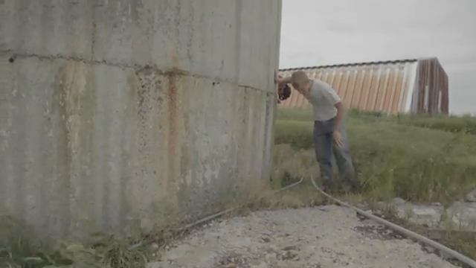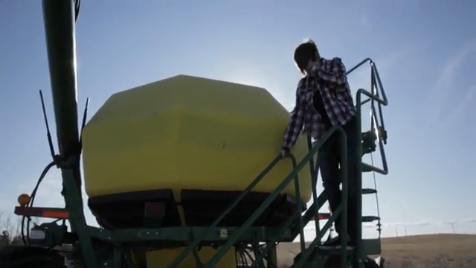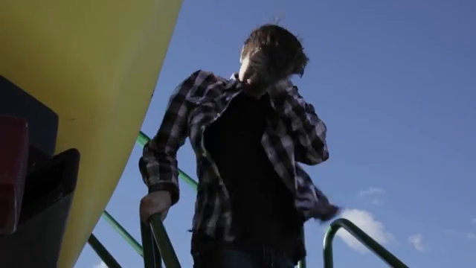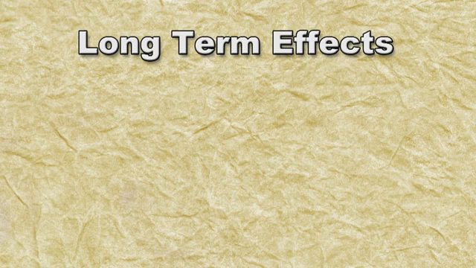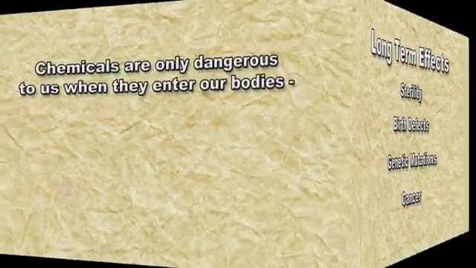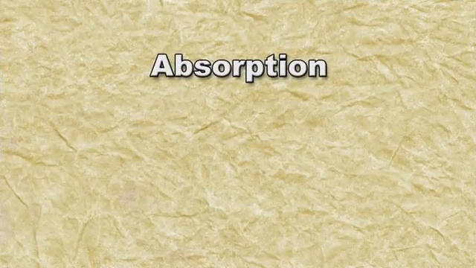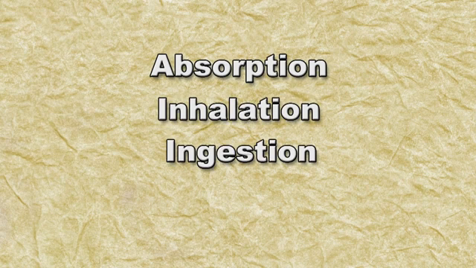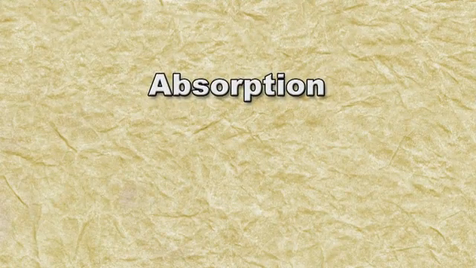In the short term, exposure can cause dizziness, skin burns, eye damage, vision and balance problems, trouble breathing, tremors, nausea, diarrhea. In the long term, exposure can cause sterility, the ability to have children, birth defects, genetic mutations, cancer. Chemicals are only dangerous to us when they enter our bodies. How can this happen? Absorption, inhalation, ingestion, injection.